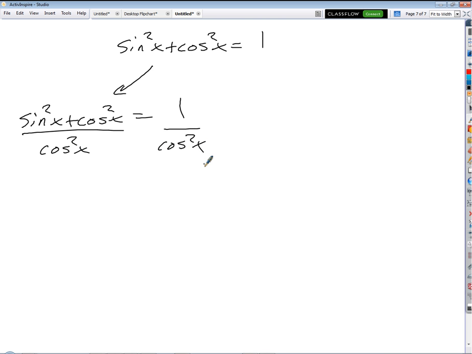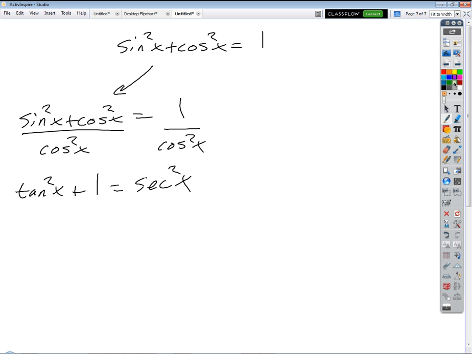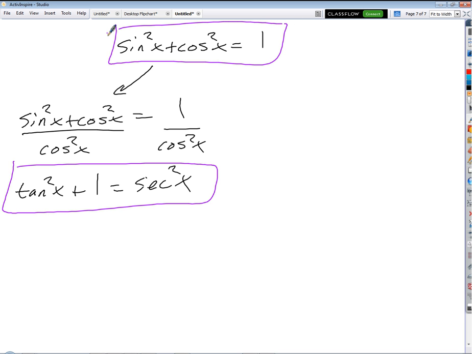Okay, what am I going to get from this? When I split the fraction, I'm going to get a tangent squared x and a plus 1, right? So tangent squared x plus 1 equals, okay, good. That's one of our 3 Pythagorean trig identities. That's the one that links tangent and secant. So that's good. There's 1, there's 2, let's get the third one.